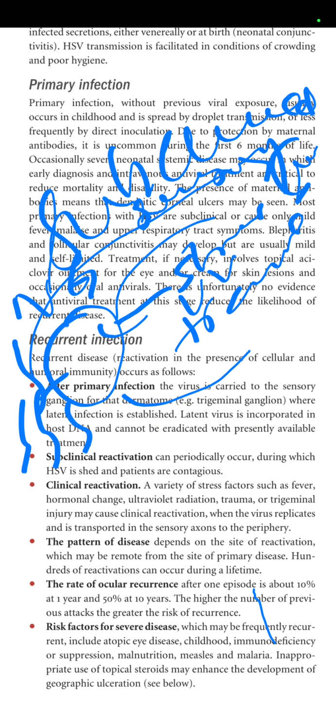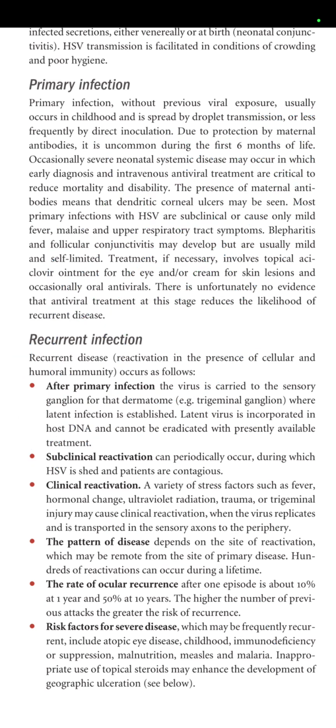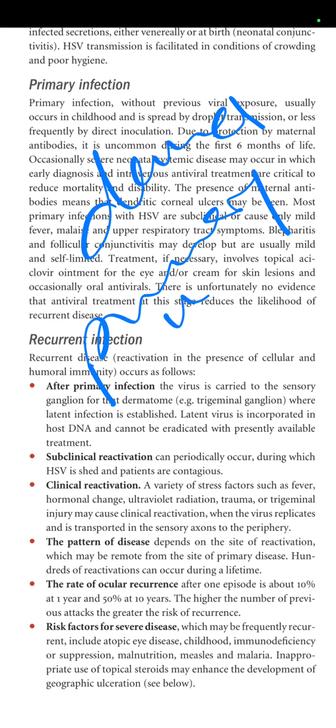Now the pattern of disease depends on the site of reactivation, which may be remote from the site of the primary disease. Hundreds of reactivations can occur during a lifetime. So the pattern of disease depends on which dermatome is affected. It can be in the back, it can be on the face, and that is how it is presented, and it can be different from where the primary infection occurred.